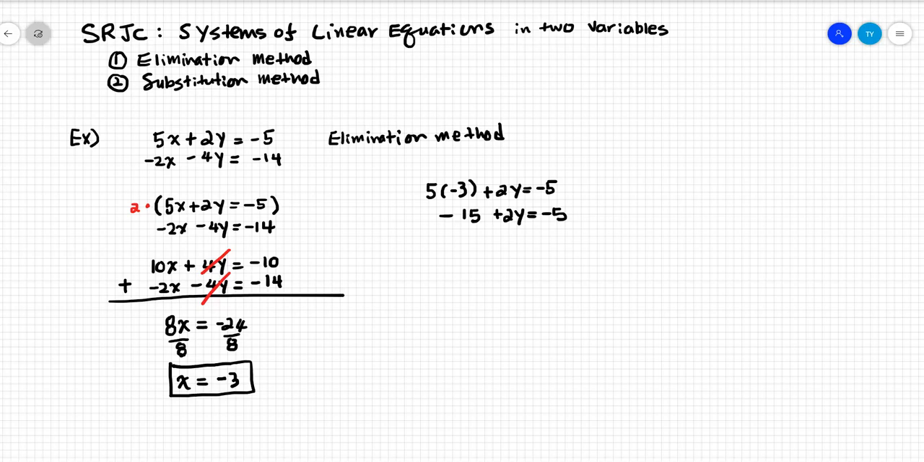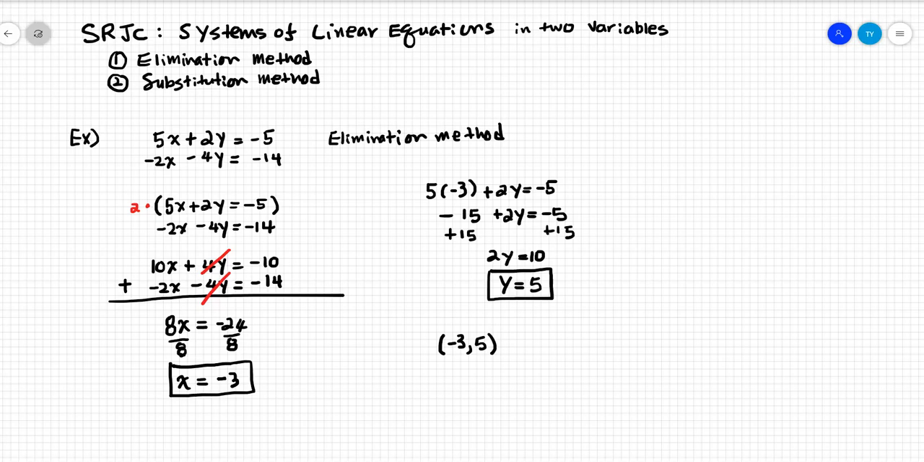Now we're going to solve for y, so we're going to add 15 on both sides. So 2y equals 10. If you divide by 2 on both sides, we get y equals 5. So in this case, the solution is x equals minus 3 and y equals 5. That's how the elimination method works.